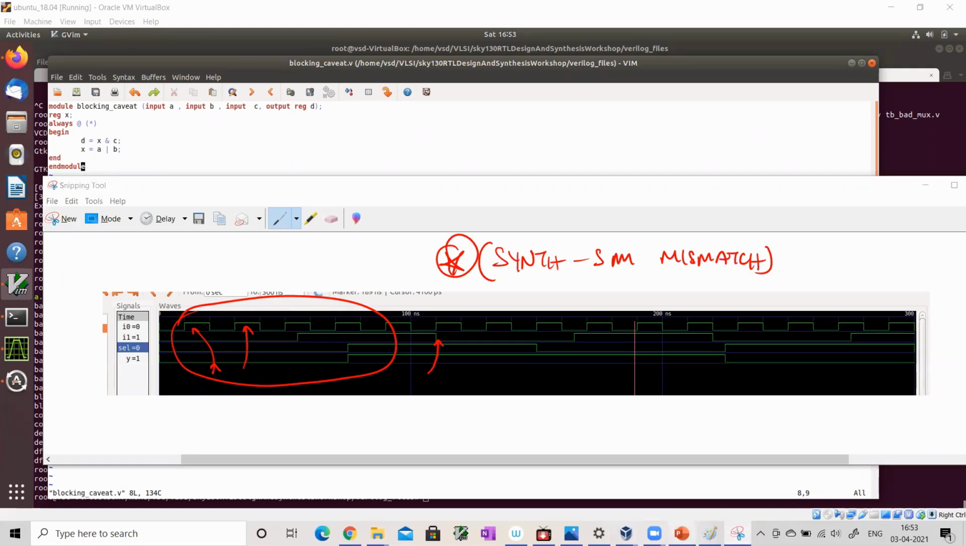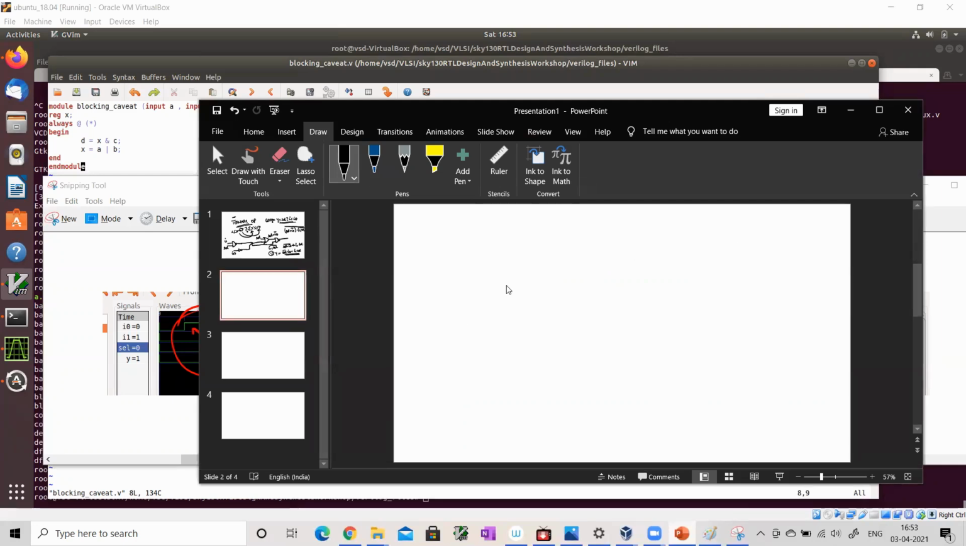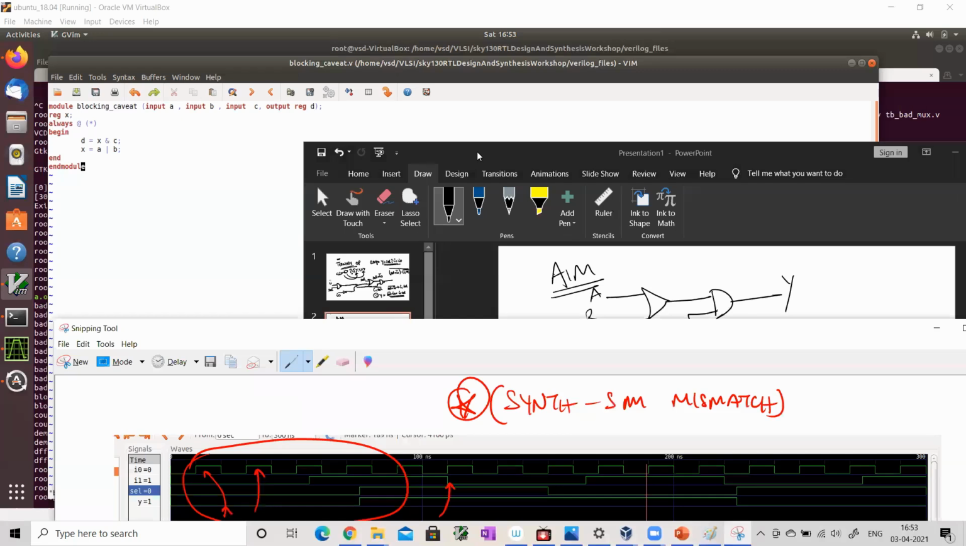So let us note what is the aim here. What is the aim here? The aim is to create this logic: OR A and B, and AND it with C. This is A, B, C. This is my Y. This is the aim. I want to create this logic. Clear? Now, in the process of creating this logic, we wrote this in the form of this Verilog code here. So this is the Verilog code you're seeing. Clear?